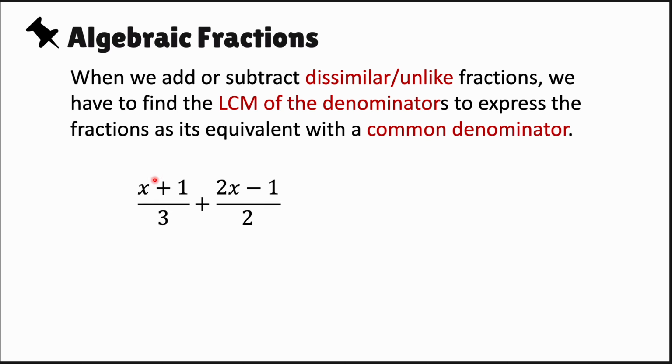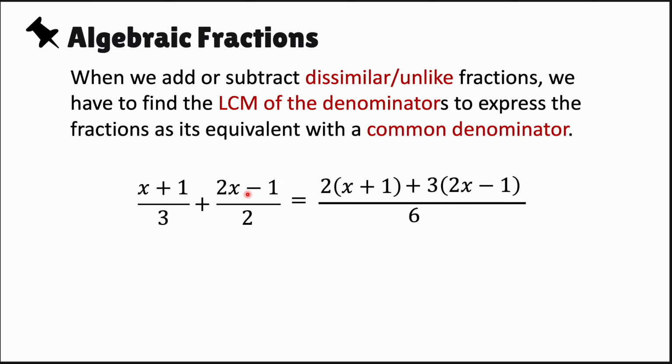Just like here, if we have x plus 1 over 3 plus 2x minus 1 over 2, we know that the LCM of the denominators, 3 and 2, is 6. So I have a 1 whole all over 6 here. Then let's just apply the same thing. 6 divided by 3, that's 2, times the numerator. So you have 2 times x plus 1, or the sum of x and 1. 6 divided by 2, that's 3, times the numerator. So you have 3 multiplied to the difference between 2x and 1.